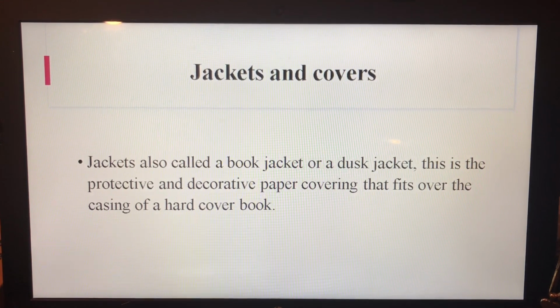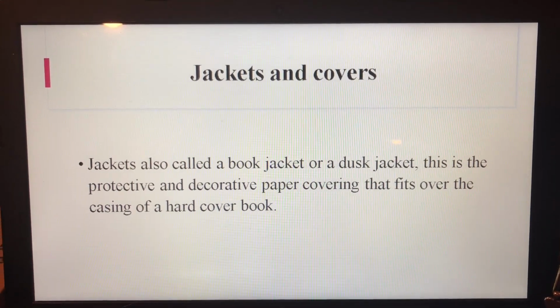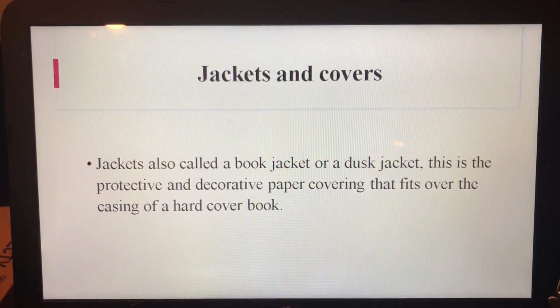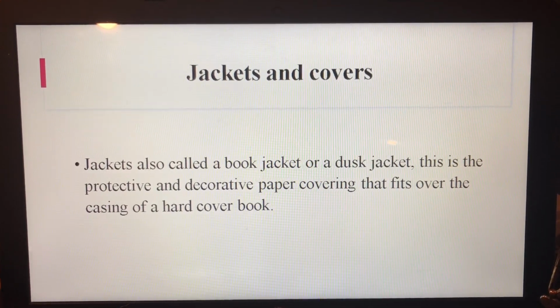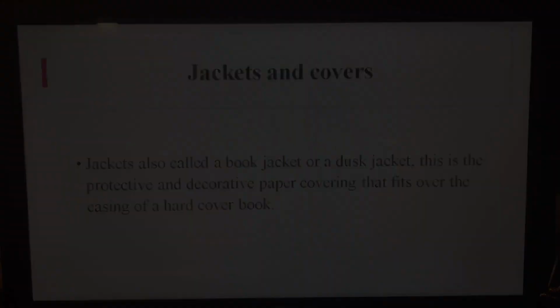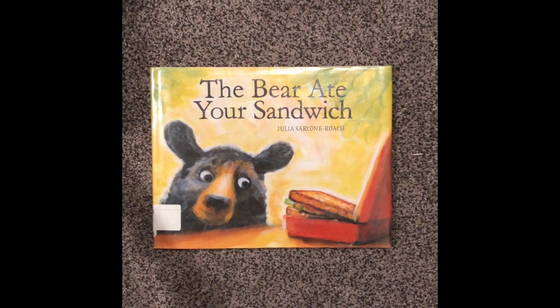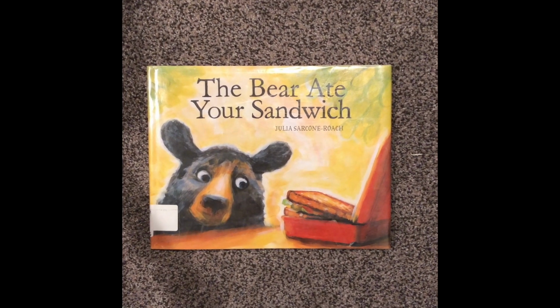Next, we're going to look at jackets and covers. Jackets, also called a book jacket or a dust jacket. This is the protective and decorative paper covering that fits over the casing of a hardcover book. So here's an example of what jackets and covers look like.